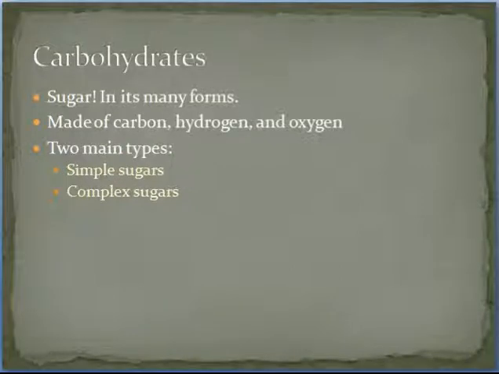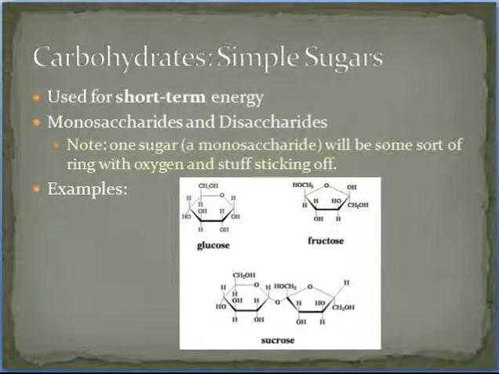Next, we have carbohydrates. Basically, carbohydrates are sugar in many forms. They are made of carbon, hydrogen, and oxygen, and there are 2 main types: simple sugars and complex sugars, or you could say simple carbohydrates and complex carbohydrates. First, I'm going to talk about the simple sugars. They are used for short-term energy and are the monosaccharides and disaccharides.